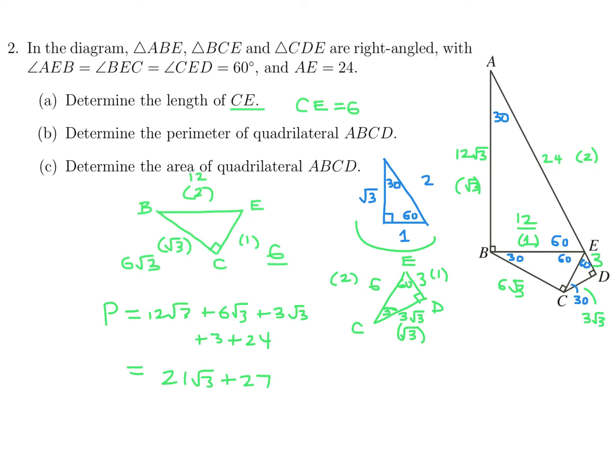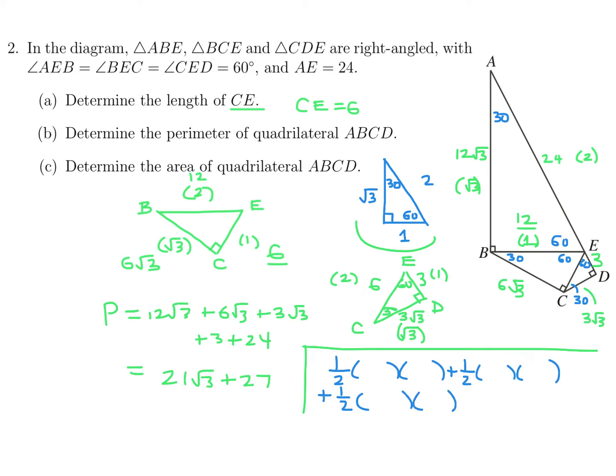Part C, determine the area of quadrilateral ABCD. Okay, so basically the area would be 3 triangles all added up together. So we'd have 1/2 base times height. Essentially 3 times, because 3 triangles. So 1/2 base times height plus 1/2 base times height plus 1/2 base times height. And let's fill in the bases and the heights.